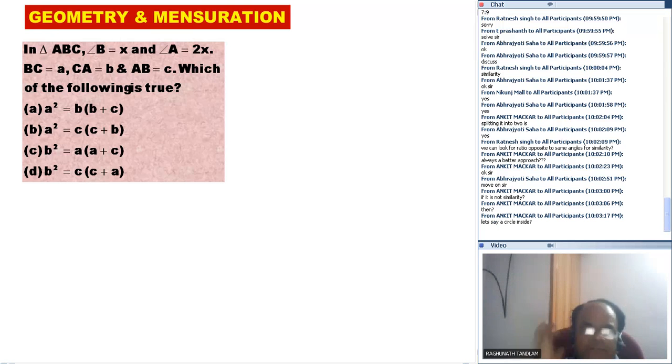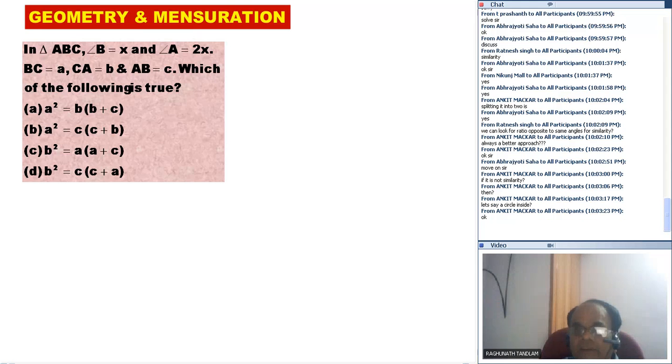This is a CAT question. What I've given, I'll come to the template. In triangle ABC, angle B is x, angle A is 2x. BC is a, CA is b, AB is c. Which of the following is true? It's a CAT 2010 question if my memory is right.